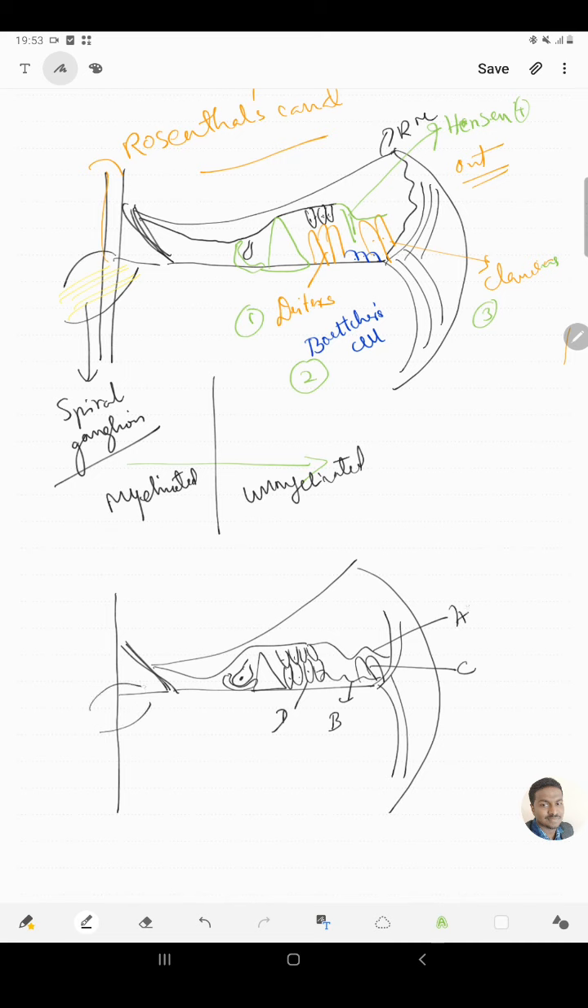The tunnel which is formed here for the 8th nerve, especially the cochlear nerve, is Rosenthal's canal. In Rosenthal's canal we have the spiral ganglion, and from there it reaches the 8th nerve. The cochlear nerve enters into the organ of Corti. As it is entering into the tunnel, it becomes unmyelinated.